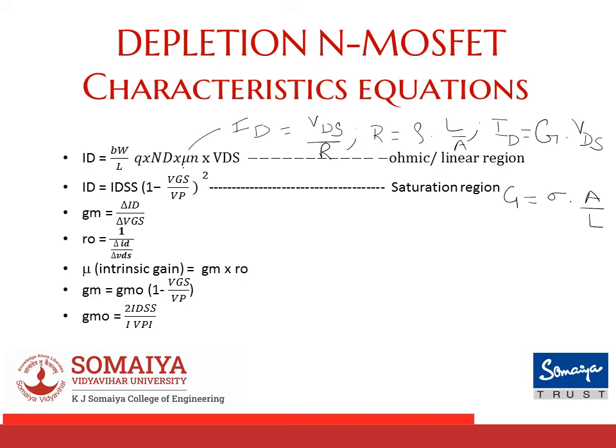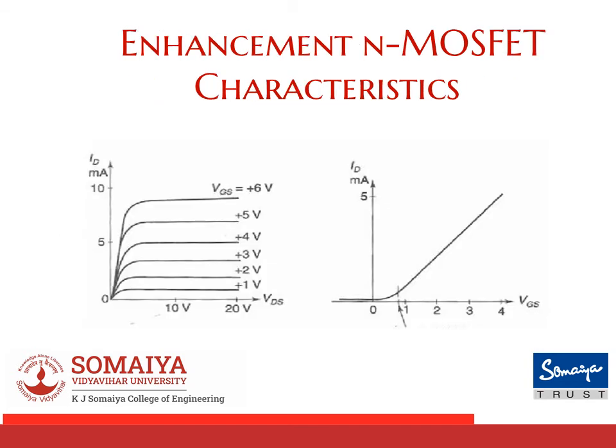Then let's look into the second equation. The second equation is for a saturation region. It is same as my JFET equation. It does follow a parabolic curve and hence it follows my Shockley's equation. The other parameters are GM and RO that you can derive from your characteristics. You have intrinsic gain mu, which is given as GM into RO. You can also find out GM and GMO if you know VGS and VP and IDS as well.